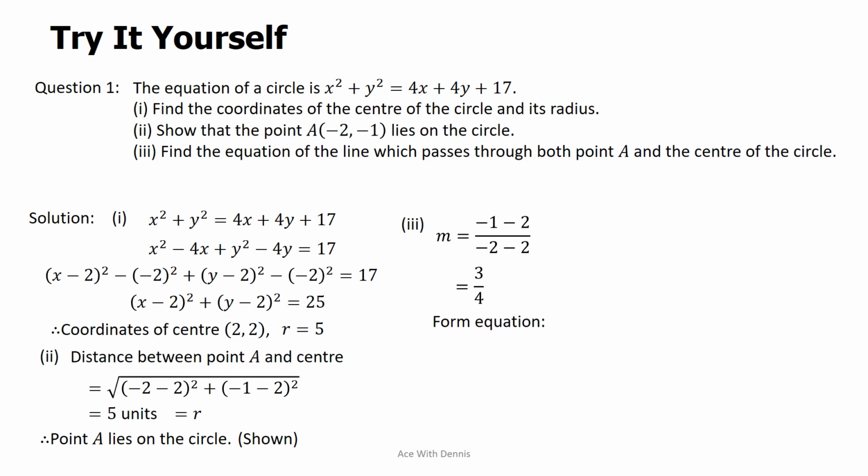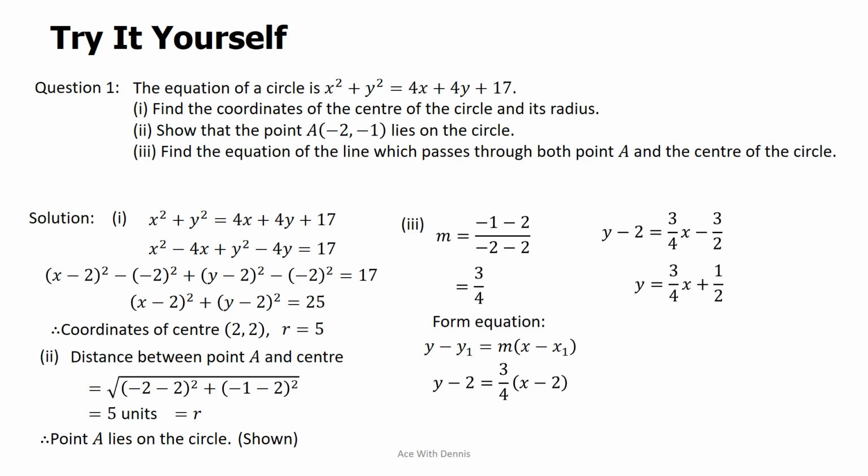Now we can form the equation by using this formula, y minus y1 equals m(x minus x1). We can use the coordinates of the center (2, 2). Therefore, the y1 will be 2, the x1 will be 2. Then this equation becomes y minus 2 equals 3 over 4 (x minus 2). So y minus 2 equals 3 over 4 x minus 3 over 2. We make y the subject, so y equals 3 over 4 x plus 1 over 2. So this is the equation of the line which passes through both point A and the center.